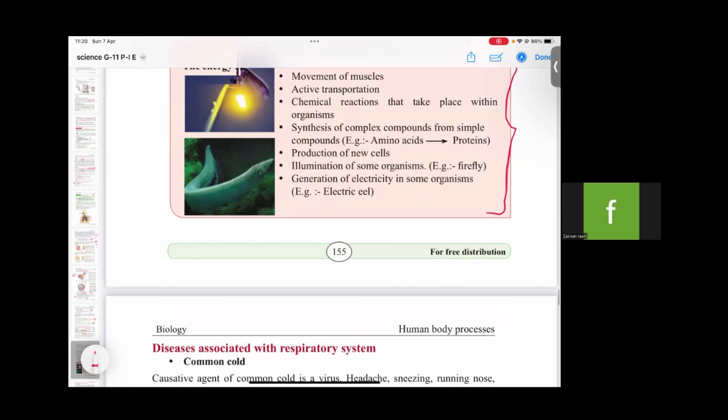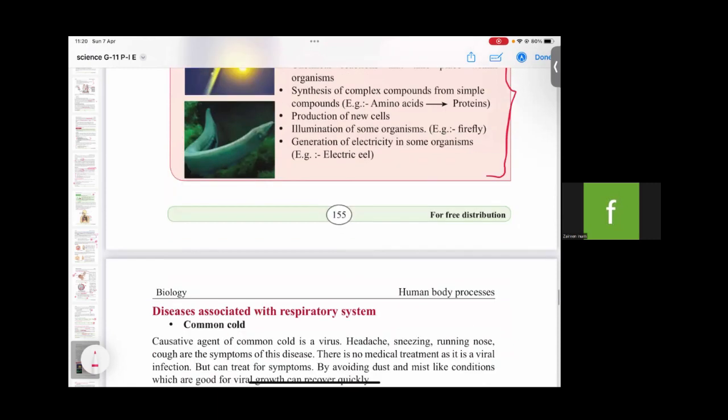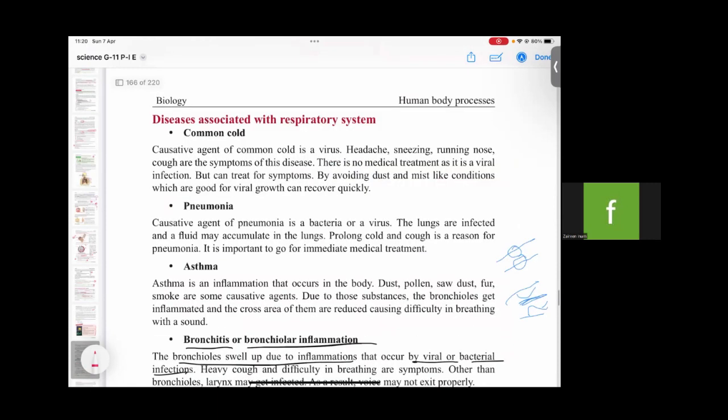Okay, we come to the diseases associated with respiratory system, which is quite confusing every time. Let's see.